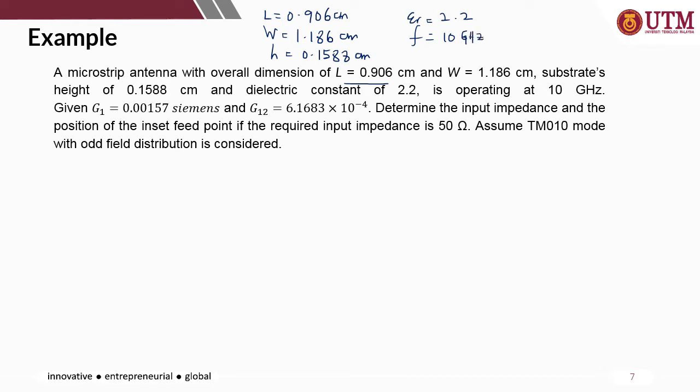And then given G1 and G2 equal to those values, right? So G1 is the conductance at slot 1, 0.00157, while G12, due to the coupling effect between slot 1 and slot 2, is 1.1683 times 10 to the power of minus 4. Right, so the question asks you to determine the input impedance. Okay, so you have the microstrip patch.